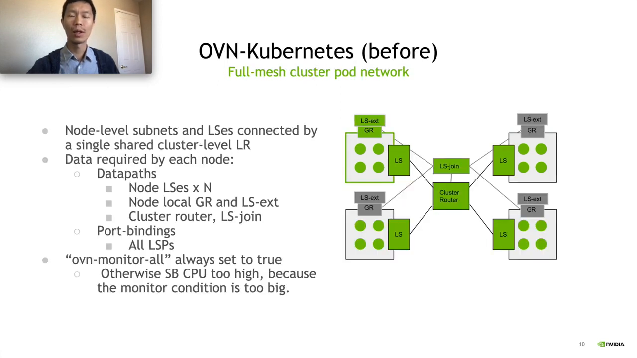Now let's look at ovn-kubernetes, which is a perfect use case for the design we just discussed, because it already has node-level logical switches and subnets, which are connected by a single shared cluster router. The scale problem that exists here is that every node needs to know all the logical switch information for all the other nodes and all the port binding information for every logical switch port. And because of this, each node has to process a huge amount of data.